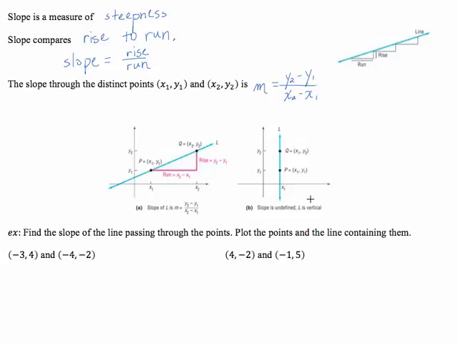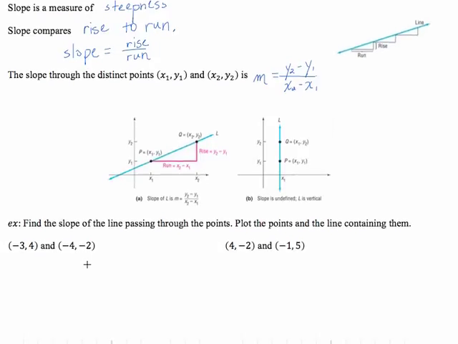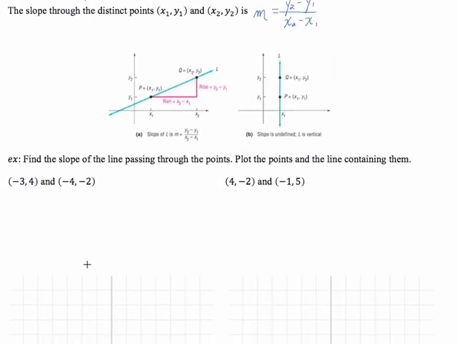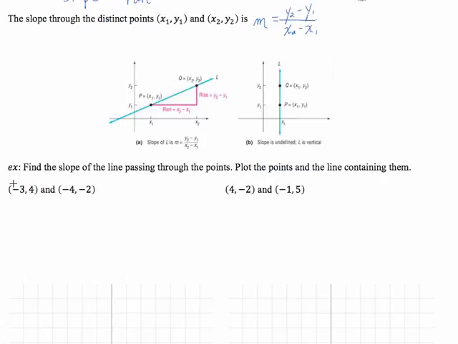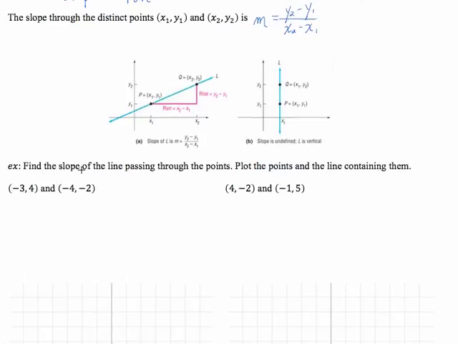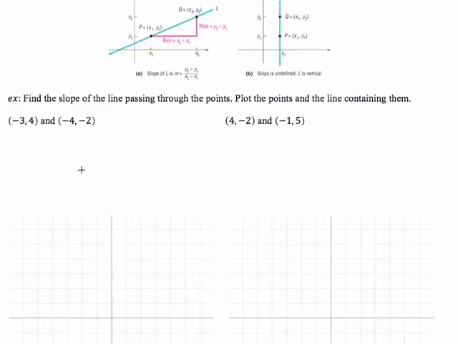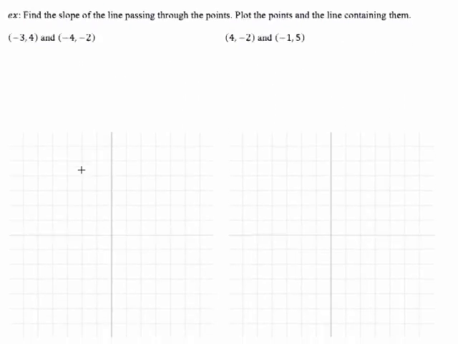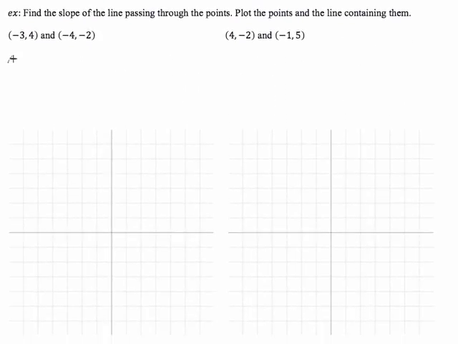Okay, so we'll come back to this vertical line in a moment. For now, let's practice finding the slope of these lines. We're going to find the slope of the line passing through the points -3, 4 and -4, -2. We'll do that one first. Okay, we'll just rewrite the formula for slope down here. So the slope is defined as y2 minus y1 over x2 minus x1.